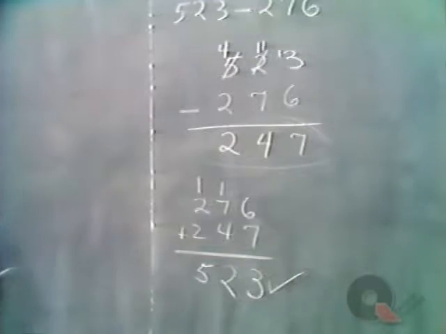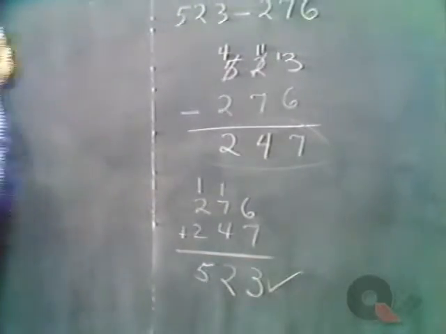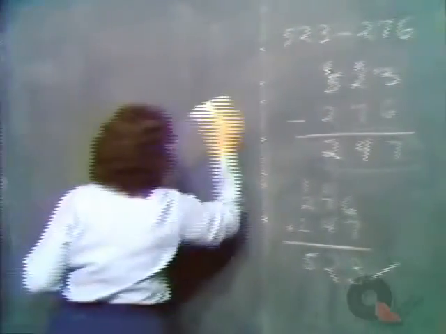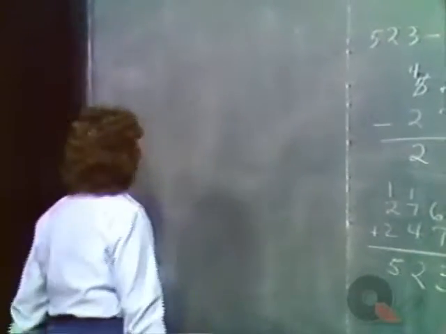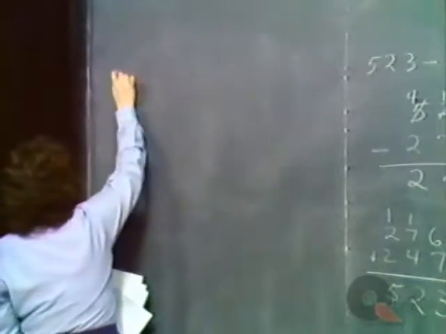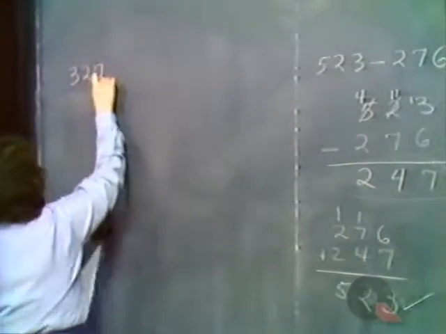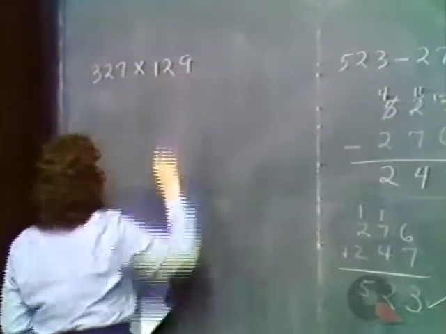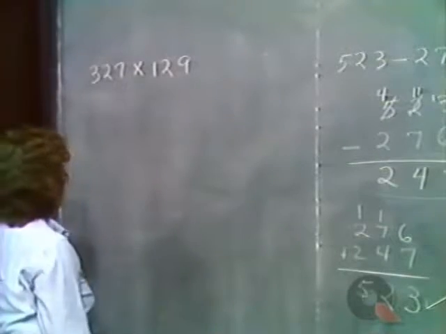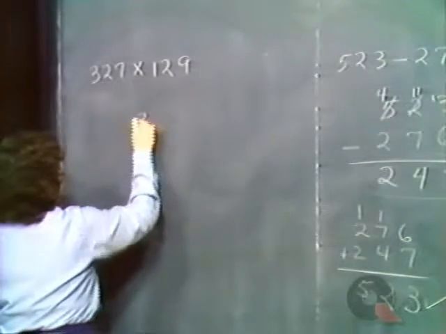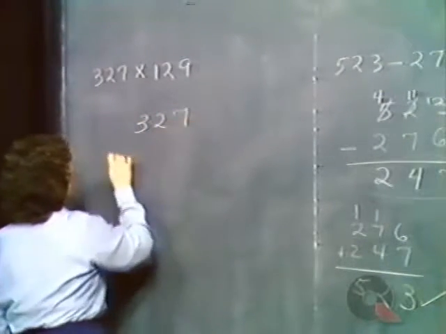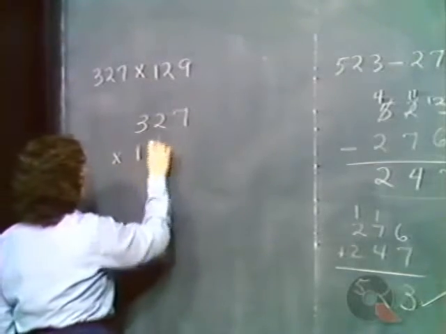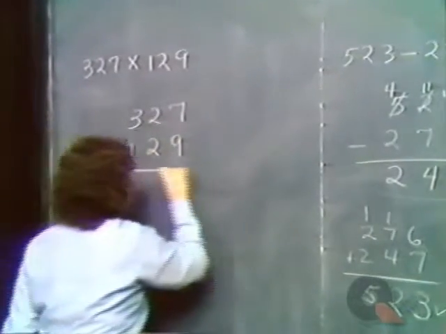Okay, we've taken care of addition and subtraction. Next we move on to multiplication. You may see a problem like this: 327 times 129. Okay, you will start by rewriting this: 327 times 129.